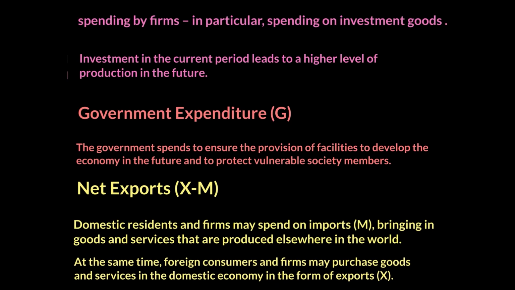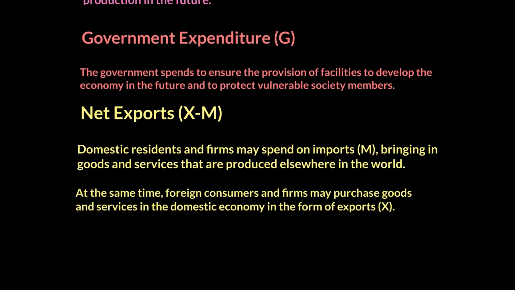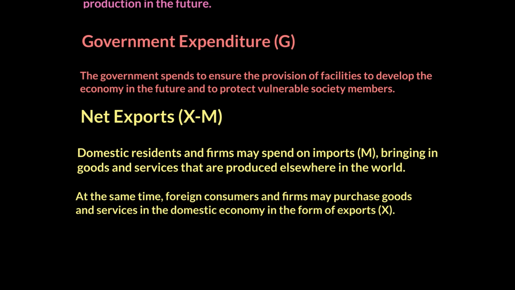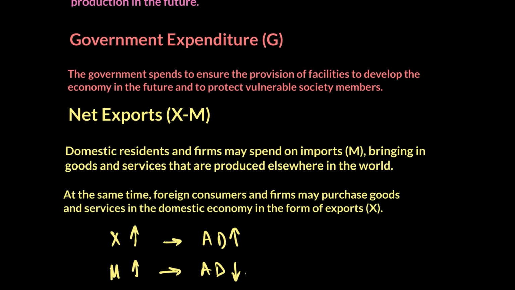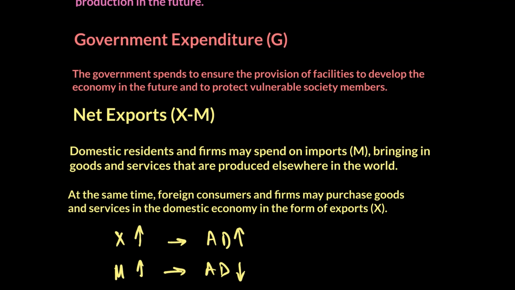But we also add, at the same time, foreign consumers and firms purchasing goods and services in the domestic economy, and that is basically our goods and services that are using our resources. So that's why we add that to our equation. While exports can make the AD curve shift upward, or increase the aggregate demand, as we'll talk about later, imports will decrease your aggregate demand, because if a country is buying a lot of foreign goods, then they are not buying domestic goods, and that can result in the aggregate demand of the economy going down.